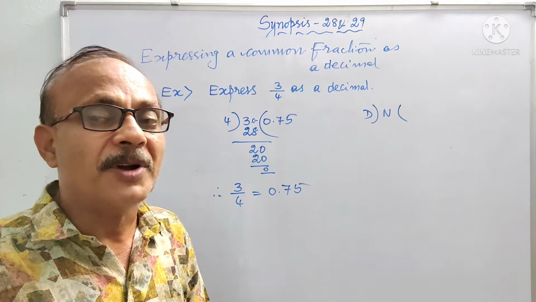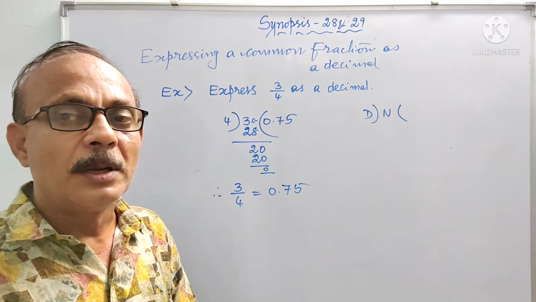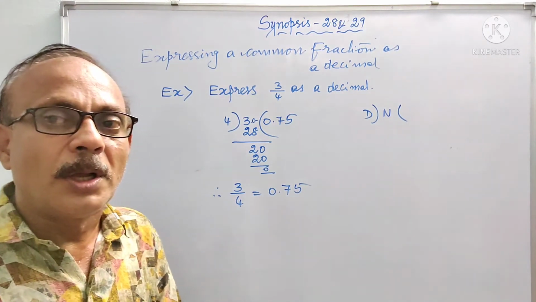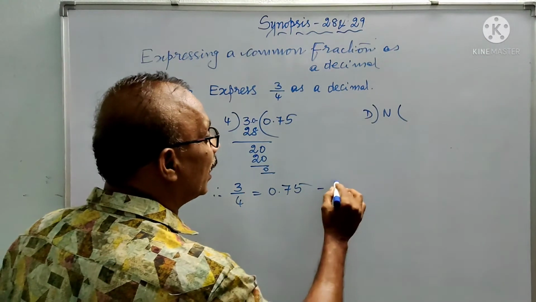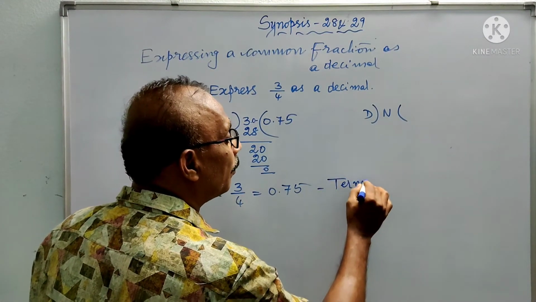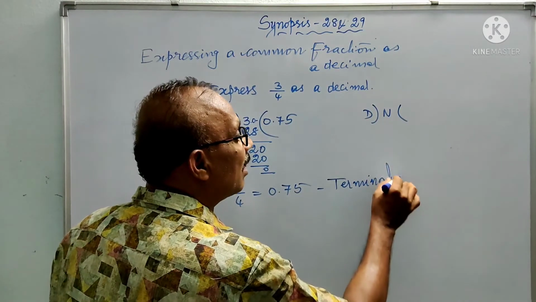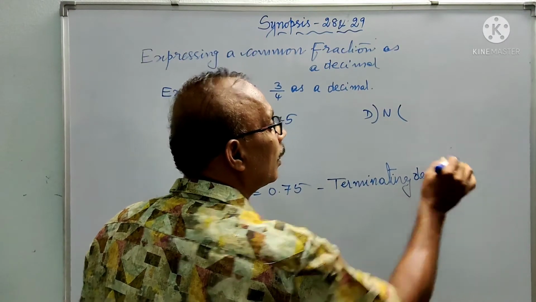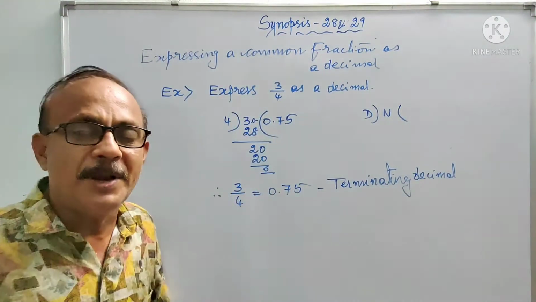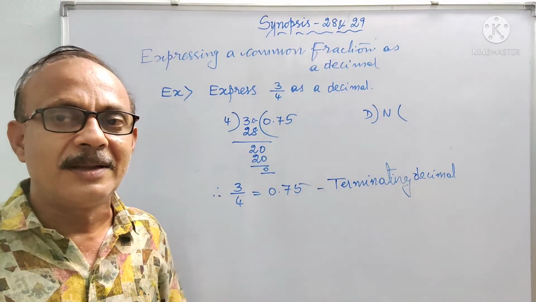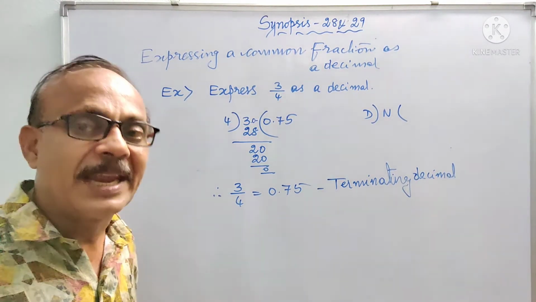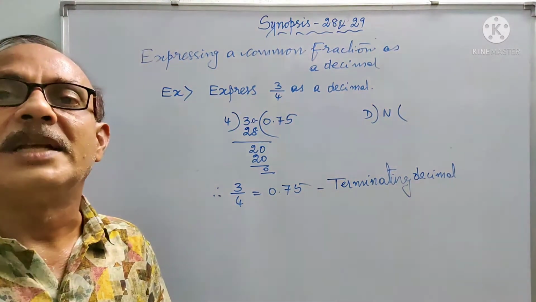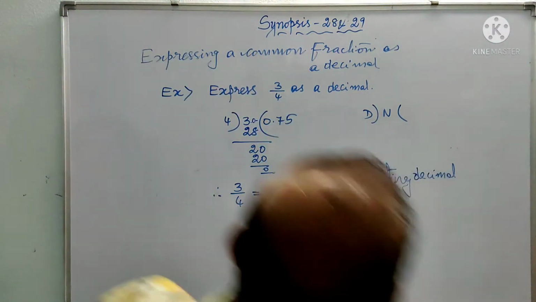So in the process of converting a common fraction into a decimal, if the remainder becomes 0, the decimal so obtained is called a terminating decimal. That is, the process of division stops after some time. So here, after doing some division, the remainder became 0 and the process ended. So if that is the case, the decimal obtained is called a terminating decimal. Now let us see the other case.